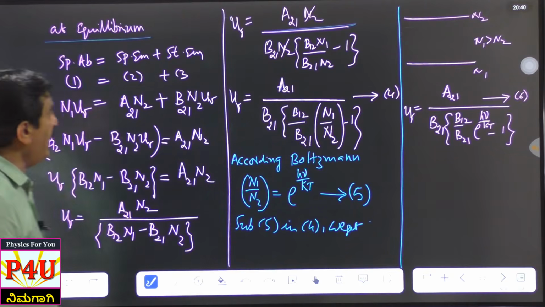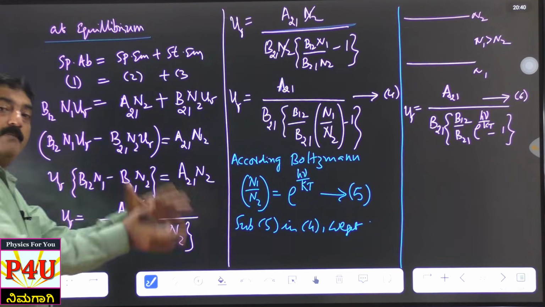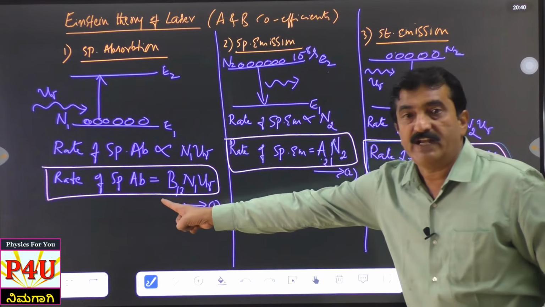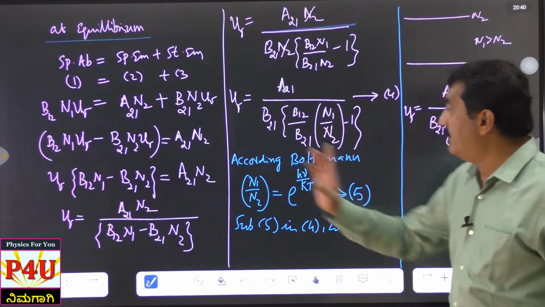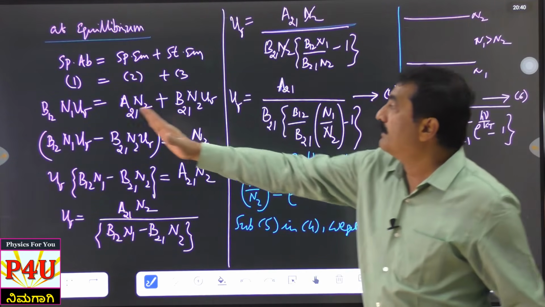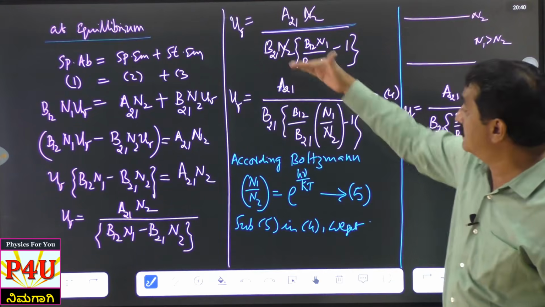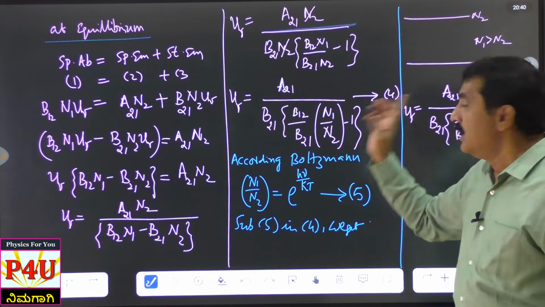I repeat once again. First, I took thermal equilibrium condition. So I borrowed 3 equations from the previous part. In the previous part, rate of absorption, rate of emission. Under thermal equilibrium, they are equal. So absorption is equal to sum of the emissions, and then I substituted and made some simplifications. In between, I borrowed one equation, that is nothing but Boltzmann equation.